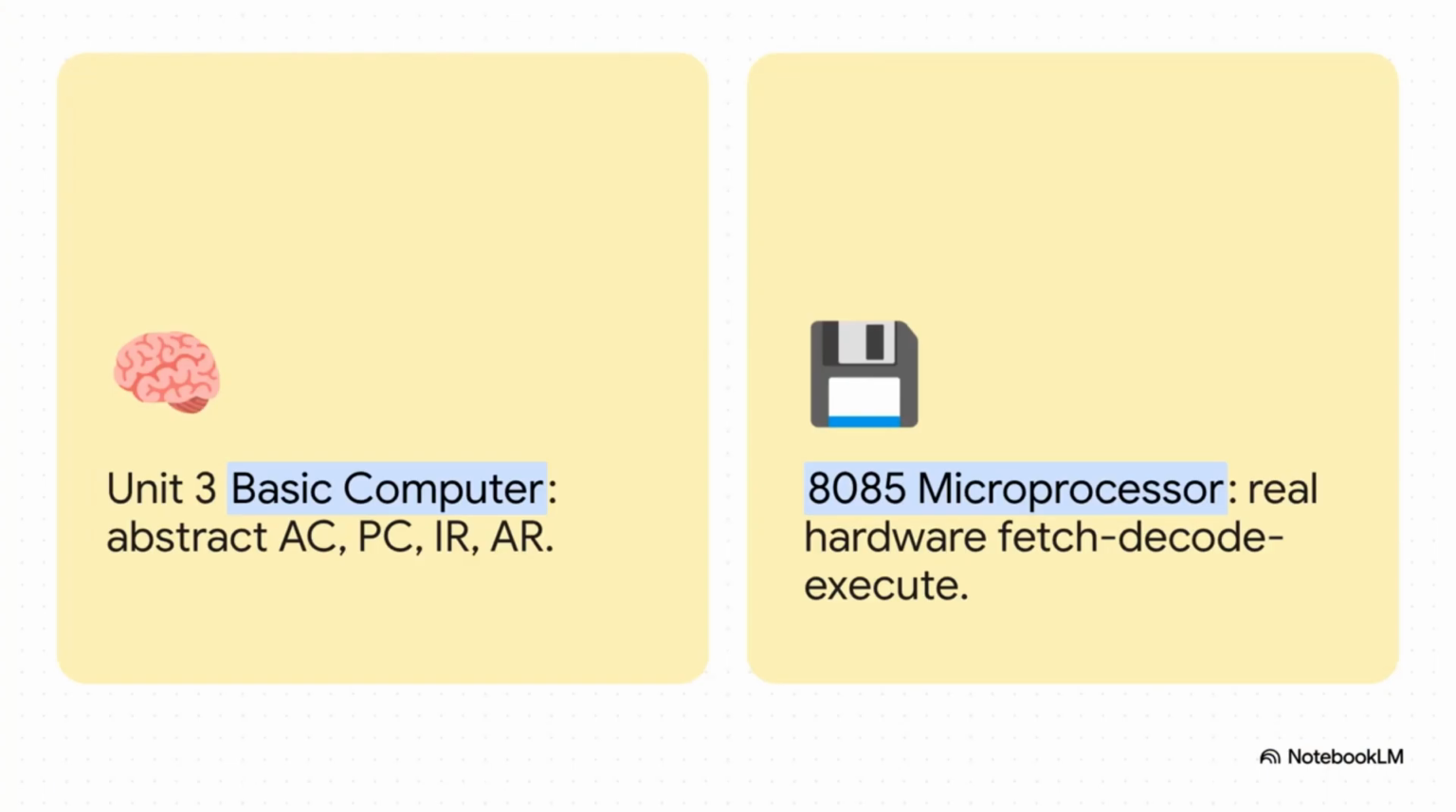So, think back to Unit 3 for a second. You learned all about theoretical basic computer organization, right? Well, it's time to see how that theory becomes reality. On one side, you've got those abstract concepts, the accumulator, the program counter, the instruction register, and on the other side, we have the 8085 microprocessor. The thing to remember here is that the 8085 isn't just some new random topic. It's a physical, commercially built piece of silicon. It perfectly implements that exact same fetch, decode, execute cycle you've already studied. The theory hasn't changed at all. It's just been baked into a real chip.